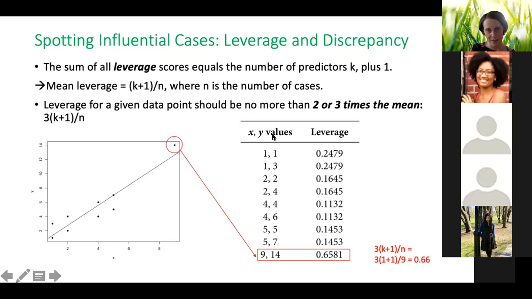So here for all data points in this example, these are the corresponding leverage values. So the mean is 0.66. Sorry, 3 times the mean is 0.66. So that is one that deserves closer inspection. And we already know that it is one that is potentially influential, because it does not only have a high leverage, it also has a relatively large discrepancy, a large residual.